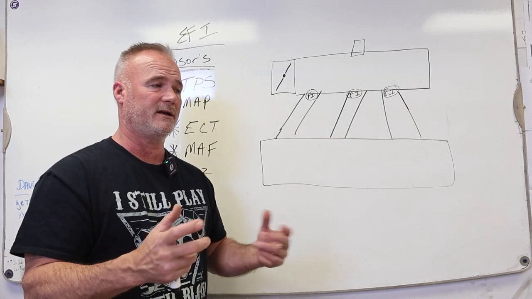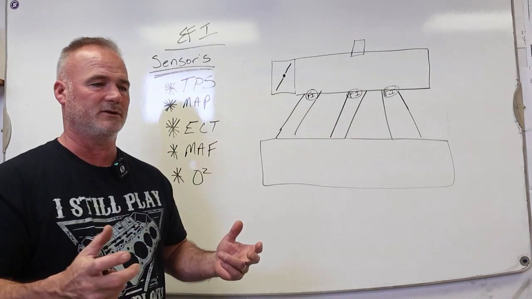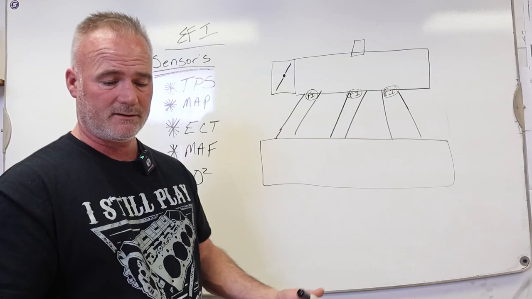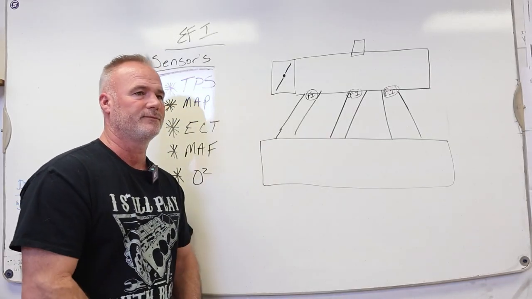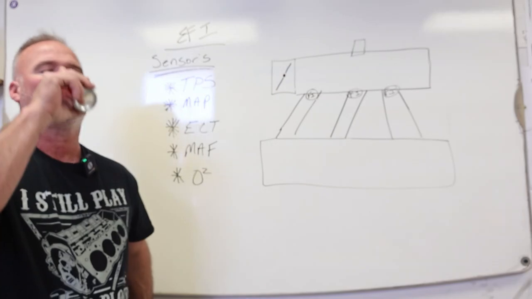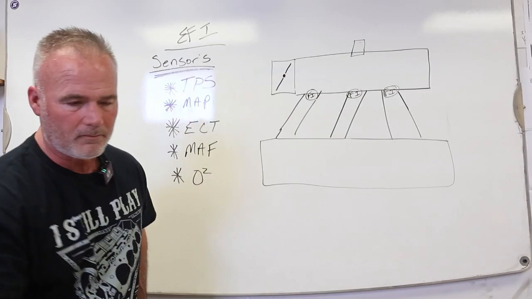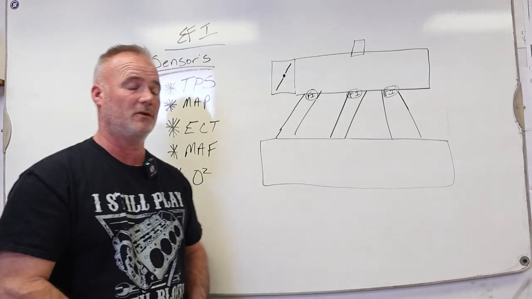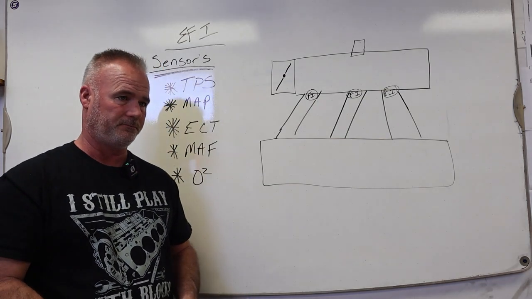Okay, so if it's not seeing any oxygen, then what's happening? What does it do? You should know this. No oxygen means it's rich, so it's going to be high. It's going to produce a voltage when it doesn't see oxygen.